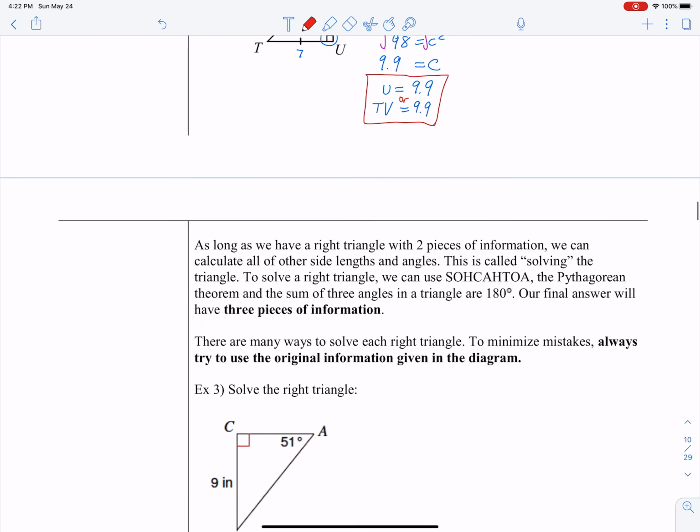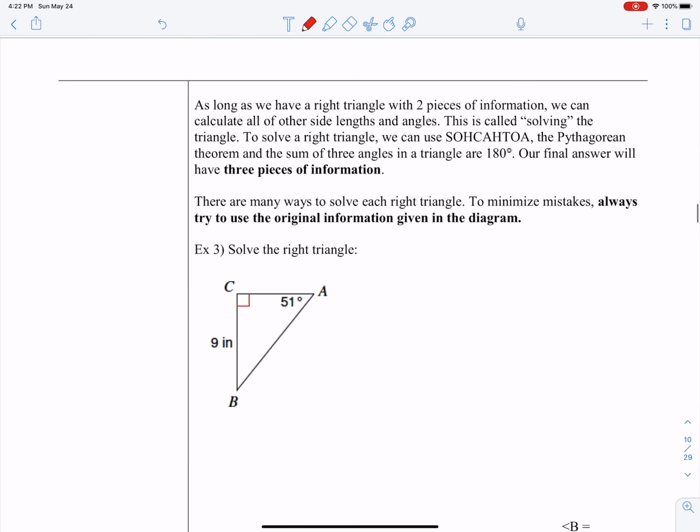Okay, so now we're going to put that together to solve a triangle. As long as we have a right triangle with two pieces of information, so first of all, it needs to be a right triangle. Second of all, we need two pieces of information: one side and an angle, or two sides. Then we can calculate all other side lengths and angles. This is called solving the triangle.